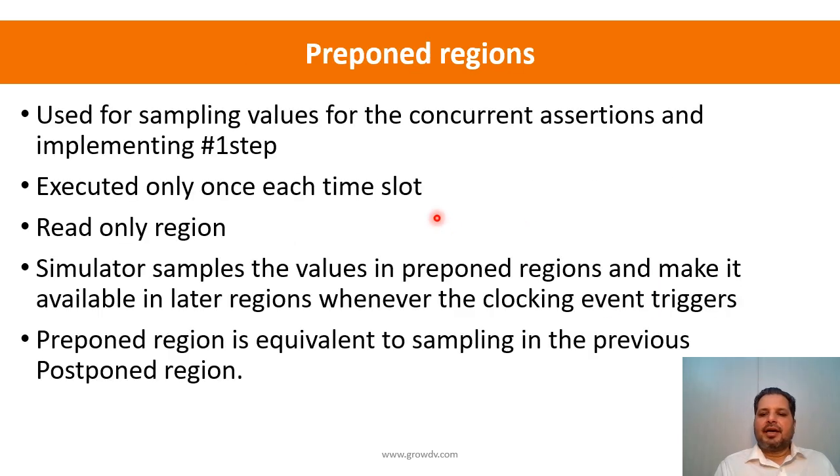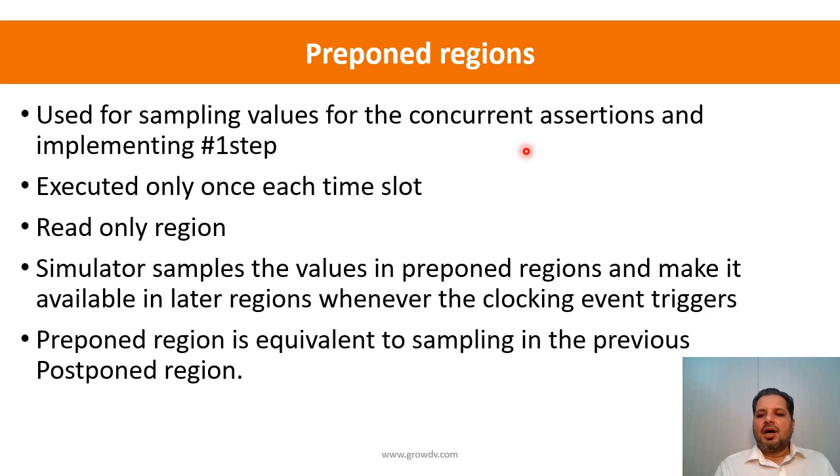So now we will take a look at what each of the regions are doing. Let's look at the Preponed Region. In the Preponed Region, it's primarily used for sampling values for the concurrent assertions, as we talked about. We will refresh these concepts a little bit in the context of concurrent assertions, but just take it at face value that if I am building an expression, the values of the signals used in the expression are sampled for the concurrent assertions.